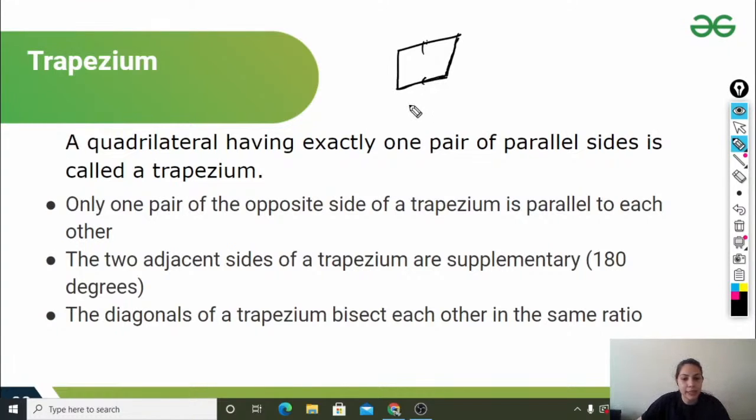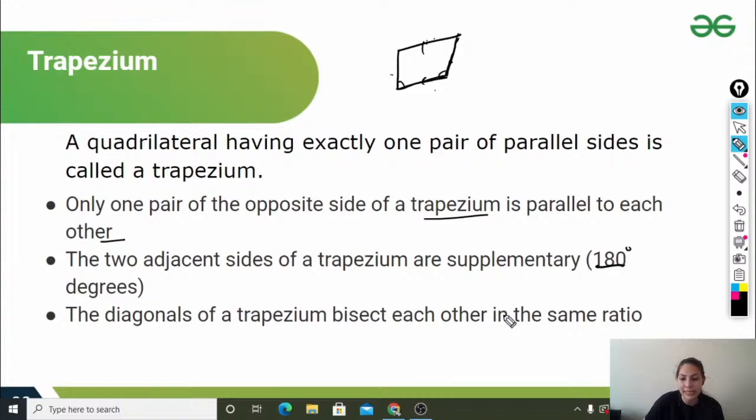Now let us understand the properties of trapezium. So only one pair of opposite side of trapezium is parallel to each other, because agar sare dono pair parallel honge, to maybe it is a square, maybe it's a rhombus, maybe it's a normal parallelogram. What is the thing in trapezium is only one pair of opposite side of trapezium is parallel to each other. Now, these two adjacent angles of trapezium are supplementary. What does this mean? Again, this means that two adjacent angles are supplementary, that is 180 degree.